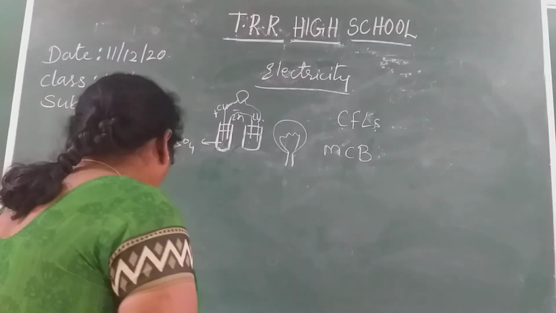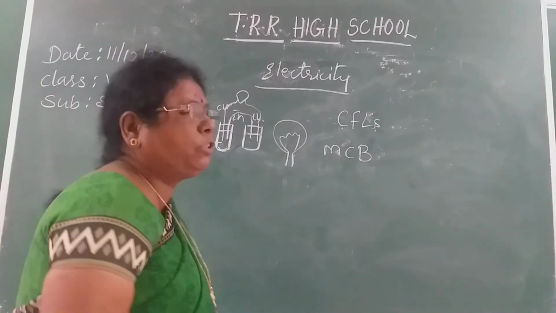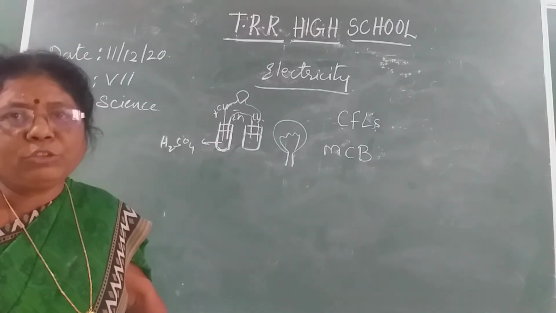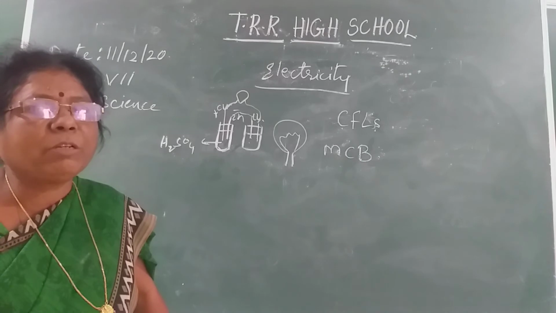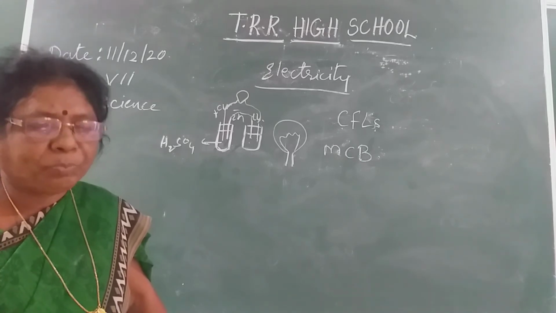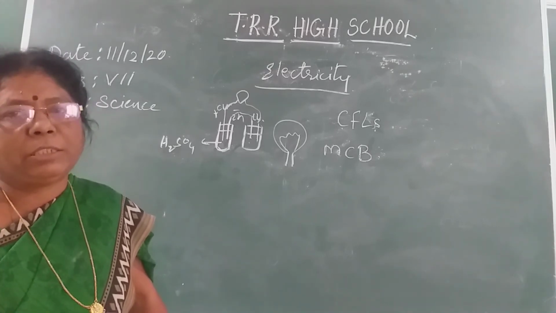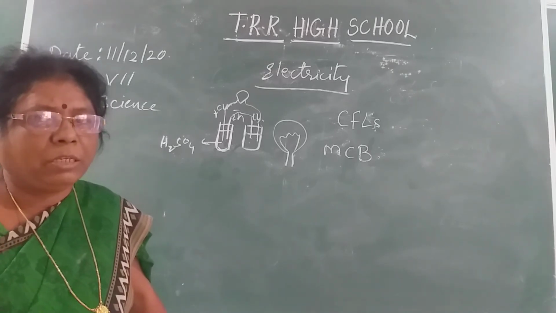So about this we have studied, and I explained to you how to pay the electric bill. The cost per unit will be given by the government. We have to calculate with the number of units, how many units we are using at home.